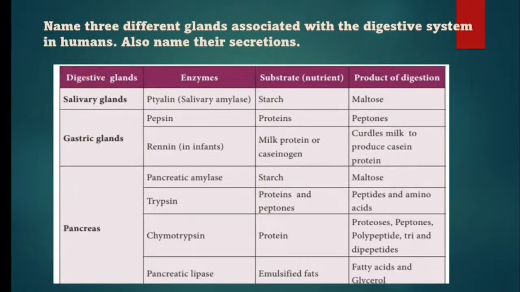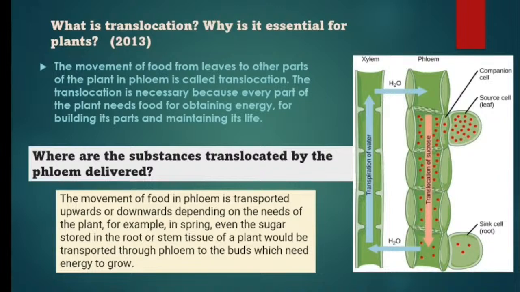Okay, the next one is, what is translocation? Why is it essential for plants? Now, translocation is the process of movement of food from the area where it is produced, that is from the leaves, to the other parts of the plant with the help of phloem. It is necessary because every part of the plant requires energy. It needs food for energy, and that is why this process is very important to maintain life.